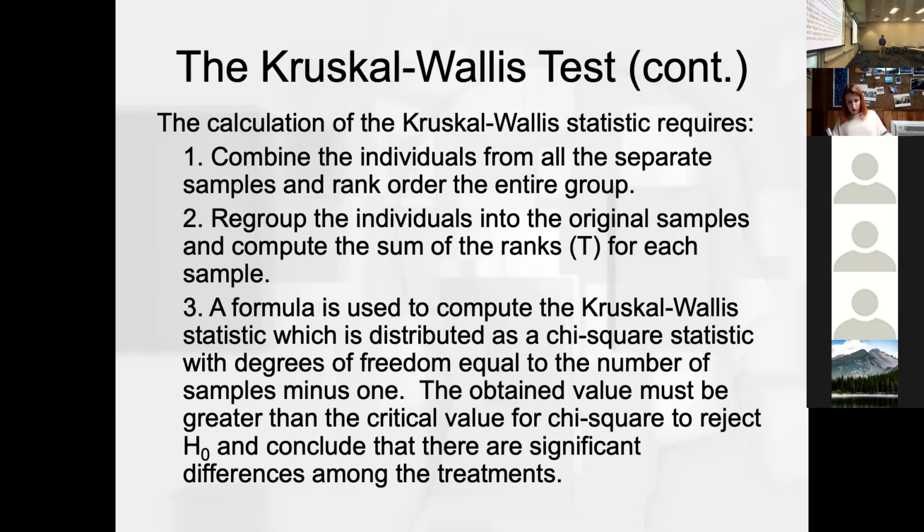To compute the Kruskal-Wallis, you use a formula, essentially a chi-square statistic with degrees of freedom equal to the number of samples minus 1. So k minus 1. The obtained value must be greater than the critical value for chi-square to reject the null and conclude that there are significant differences among treatments.